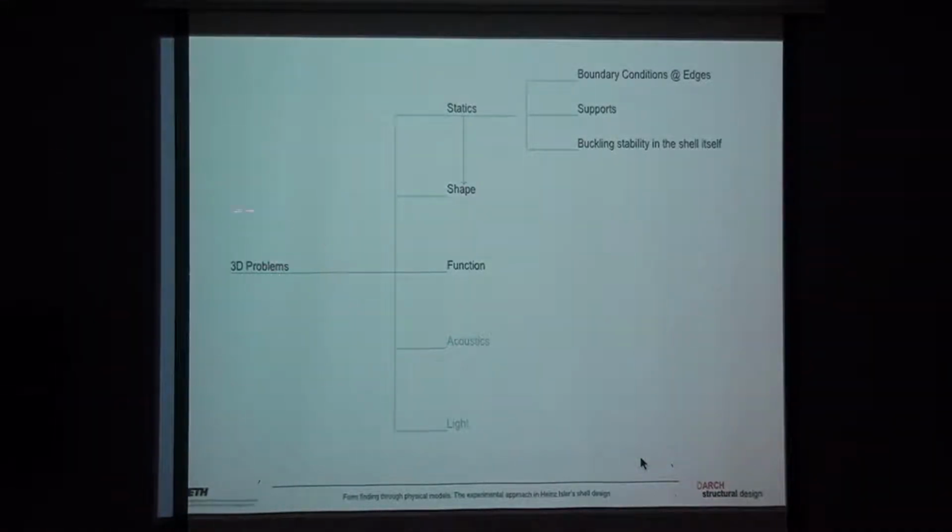But all of them were trying to face the three-dimensional problem of defining the shape of the shell. So first of all, a statical problem, related to the boundary conditions, the supports and the buckling stability in the shell itself. But then they were struggling with the shape and also with some more architectural understanding of it. So, for example, function of the shell, and then acoustical problems and lighting problems, so illuminance problems. Most of them were focusing then on the form-finding methodologies. Some of them were going more into analytical methodologies. Heinz Isler, for example, was developing experimental approaches using physical models.